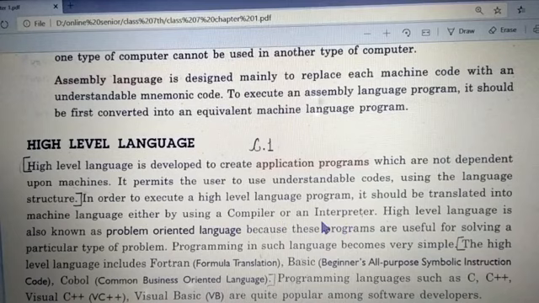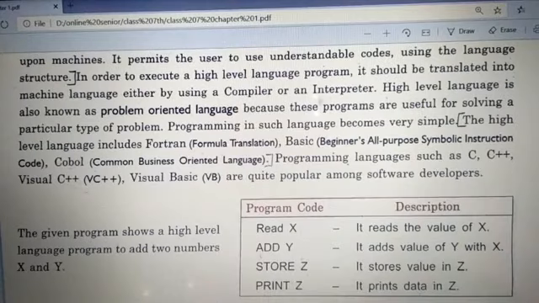Now high level languages are also known as problem oriented languages, because these programs are used for solving a particular type of problem, only a particular type of problem. These programs are made to solve a particular problem. Examples of these kinds of languages are Fortran, that is formula translation, then BASIC, then COBOL, C++, Visual C++. These are the high level languages, children.